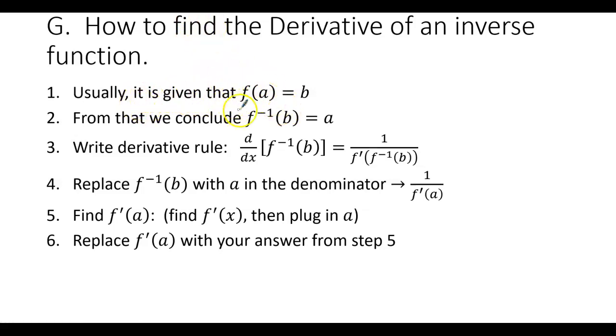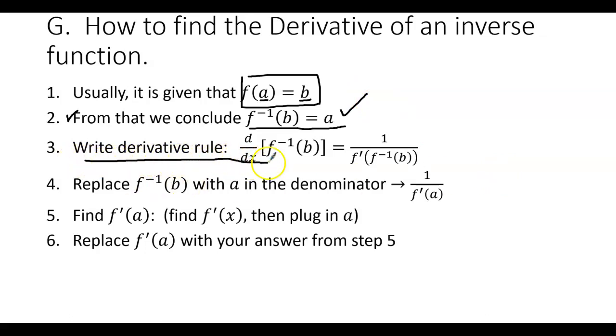Usually what they're going to do is they're going to tell you that f of a equals b. They're going to give you some initial condition where x is this and y is this. What we need to do with that for step 2 is we need to write that somewhere on our paper. So if f of a equals b, that means f inverse of b must equal a. So you'll want to write that somewhere on your paper just to keep it in mind. Then you're going to write the derivative rule out. So since we're trying to find the derivative of an inverse, you're going to write this thing.